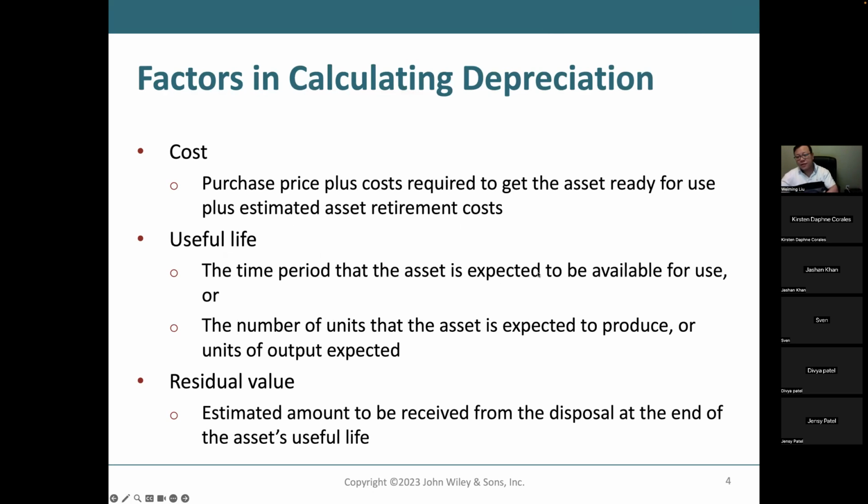What are the factors in calculating depreciation? First, you should know your cost. What is your initial value? Then you should know the residual value. What's your end value? So at the beginning of the asset, what is that initial value?